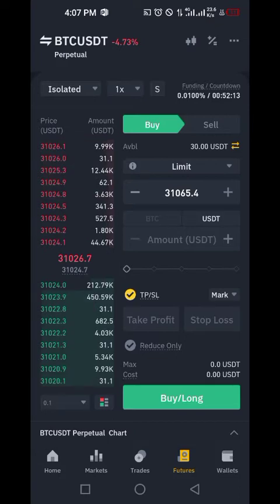Another thing I want you to know before we continue is to make sure you always trade with stop loss in mind. Make sure you always trade with stop loss, and make sure you always watch your liquidation price.